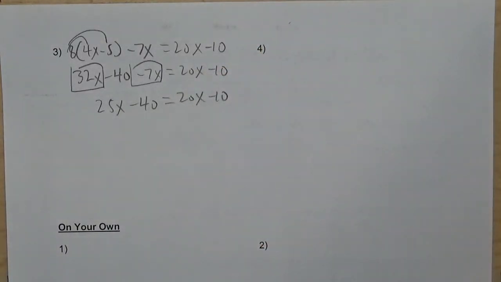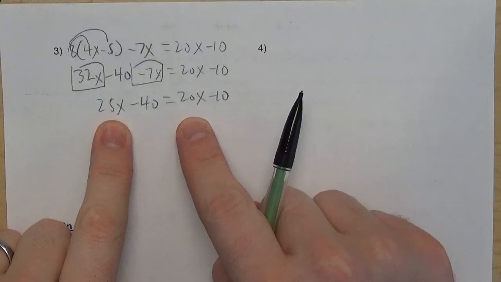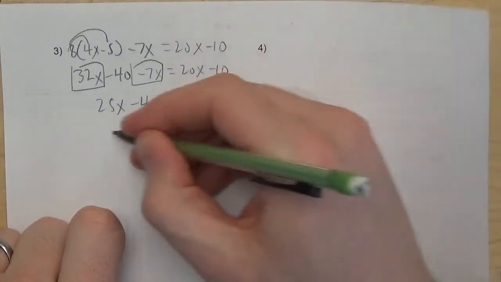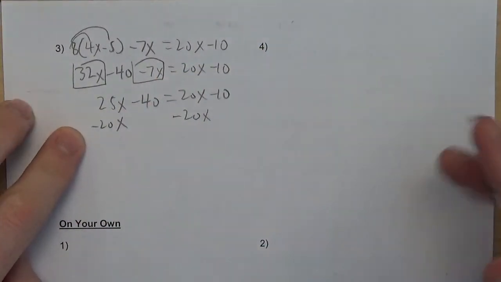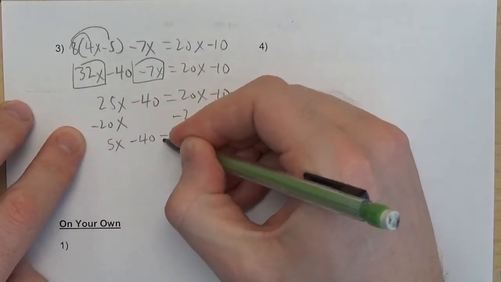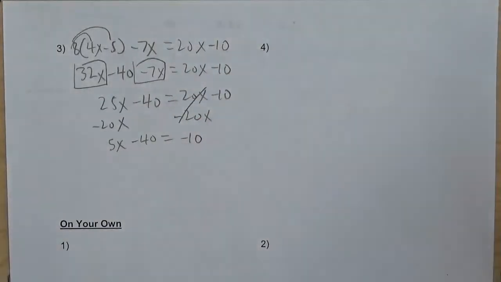Okay, step number 3 is to eliminate the variable on one side if we have variables on both sides, and we do. We got 25x and 20x. We're going to get rid of the one that's less, which is the 20x. So subtract 20x on both sides. Let's see, 25x minus 20x would be 5x minus 40 equals 20x minus 20x cancels out, and we got negative 10 over here. And now we just have a two-step equation to solve here.